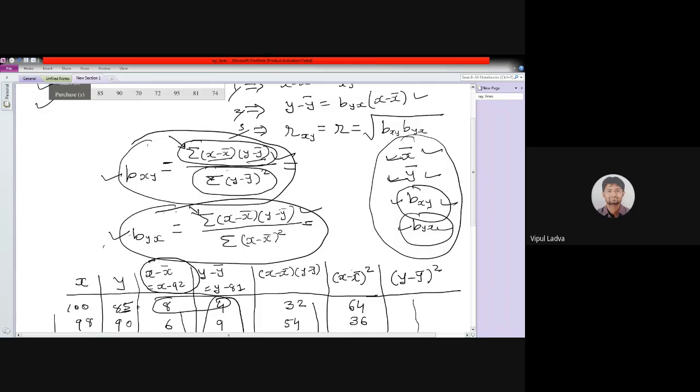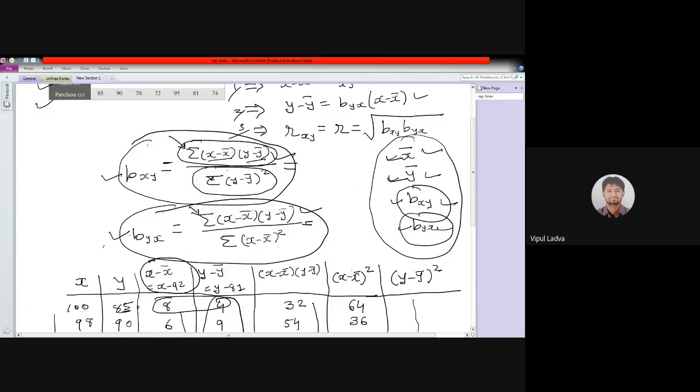They will follow each and every property of the regression coefficient. The most important property is that if one of them is greater than 1, then surely the other will be less than 1. It is not possible that both regression coefficients are greater than 1, but it is totally possible that both will have values less than 1.